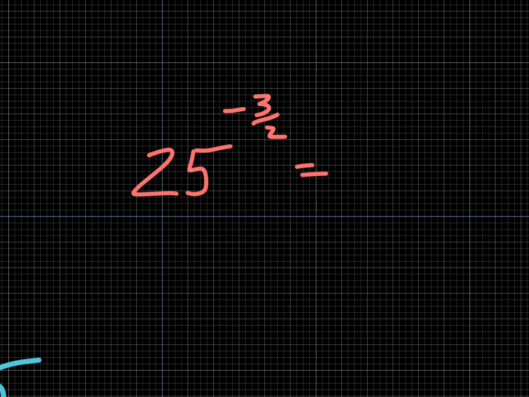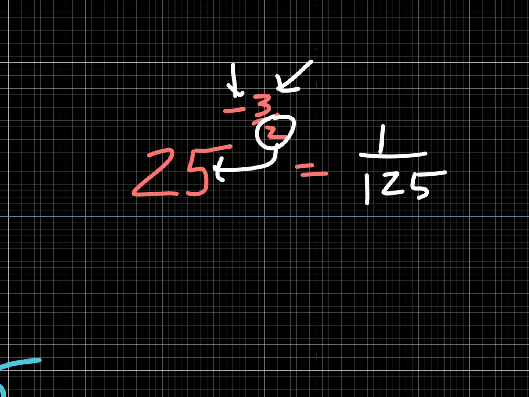Brody, start by doing the square root and tell me what to do. You get 5. Yep, square root of 25 is 5, and then what? 5 to the third is 125, then what? Flip it. Yes, 1 over 125. Who had that one right? Okay.